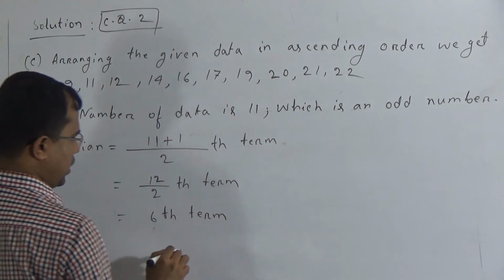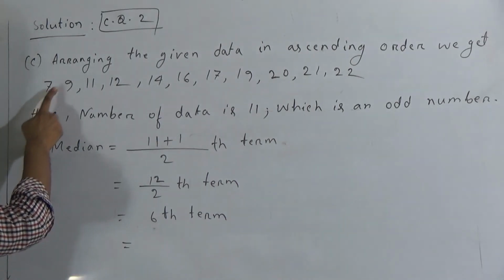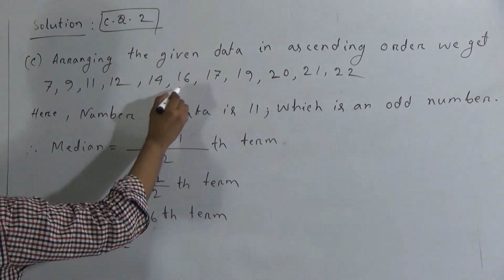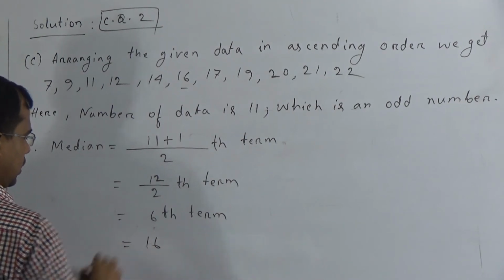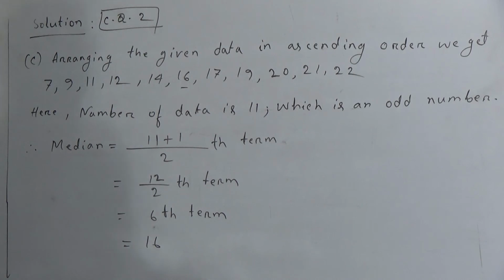Now the question is, what is the value of the 6th term? We will count from here: 1, 2, 3, 4, 5, 6th. That means the 6th term is 16. So now here we will write 16, and this is the median of the given data. Answer will be 16.